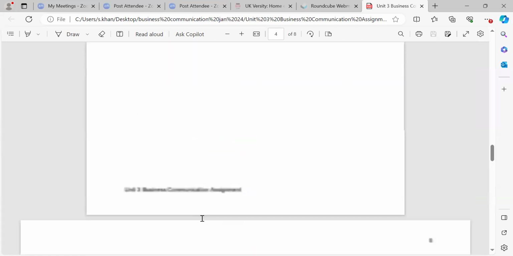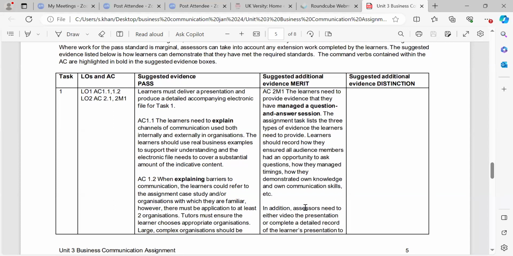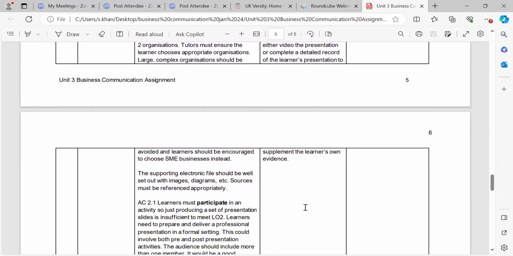Now, to gain the extension activities, AC 2 M1, the learners need to provide evidence that they have managed a question and answer session. And the assignment task lists the 3 types of evidence the learners need to provide. Learners should record how they ensured all audience members had an opportunity to ask questions, how they managed timings, and how they demonstrated their own knowledge and communication skills. In addition, the assessors need to either video the presentation or complete a detailed record of the learner's presentation to supplement the learner's own evidence.